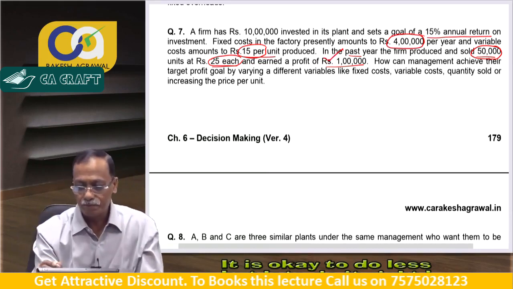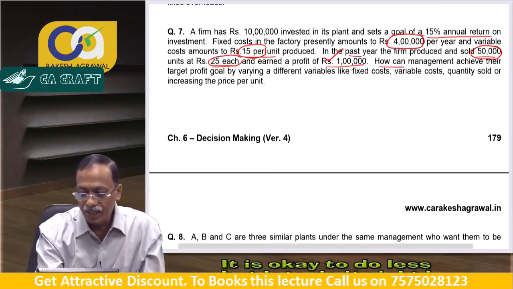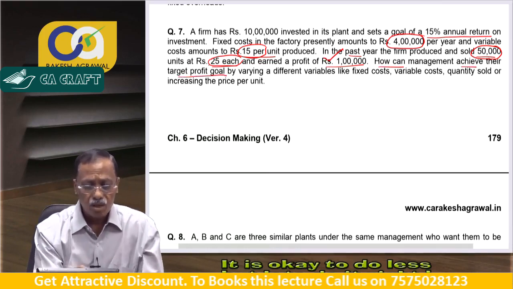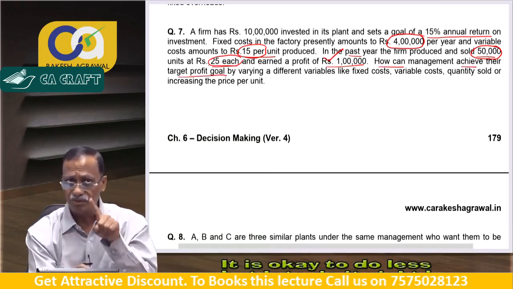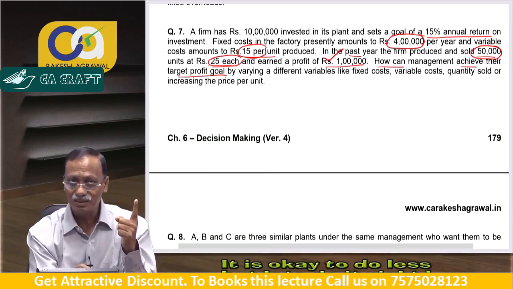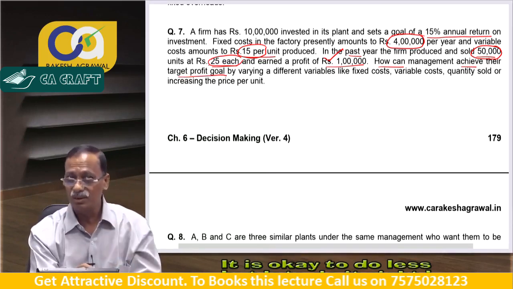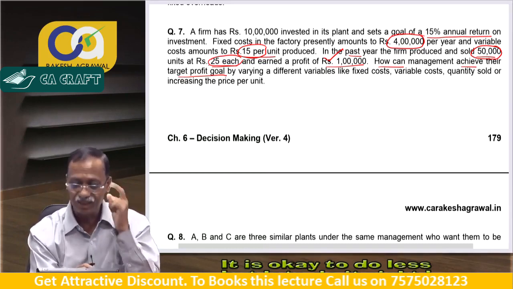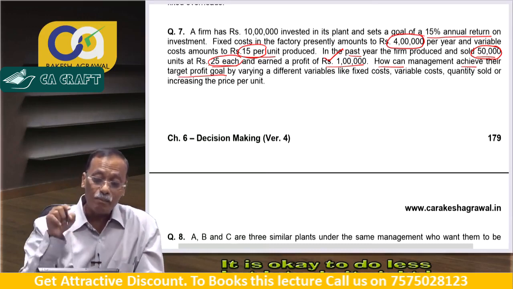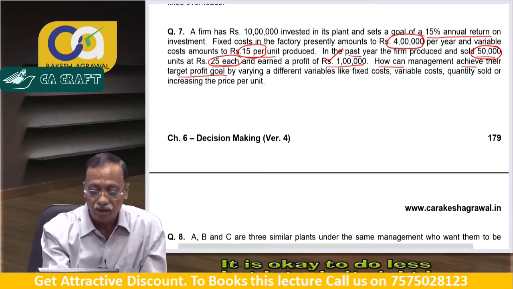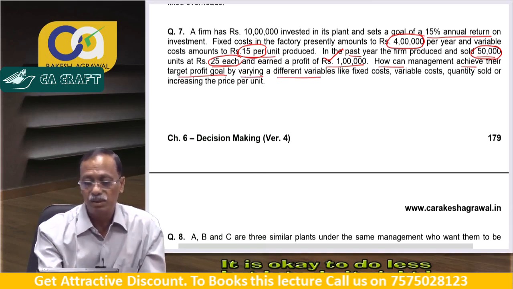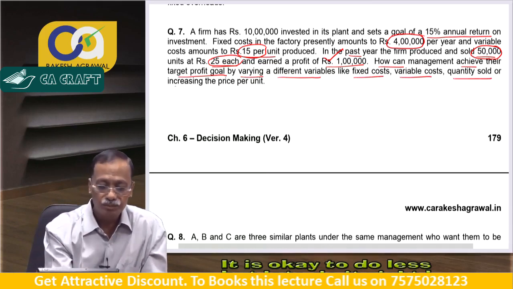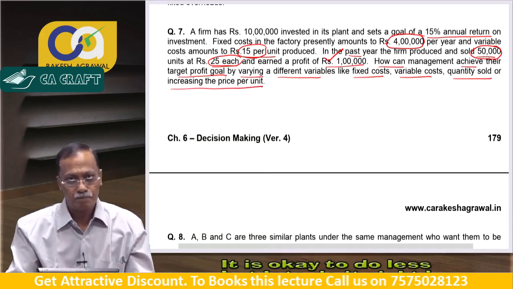Now the important thing is, how can management achieve their target profit goal? What was the target goal? To generate 15% return on 10 lakh investment. It means target profit was 1,50,000, but you have earned only 1 lakh and target was 1,50,000. Now the question is, how can management achieve that target profit goal? By varying different variables like fixed cost, variable cost, quantity sold, or increasing the price per unit.